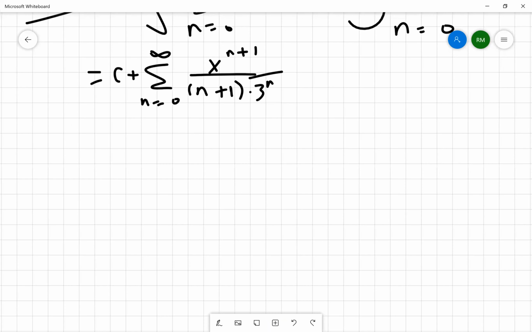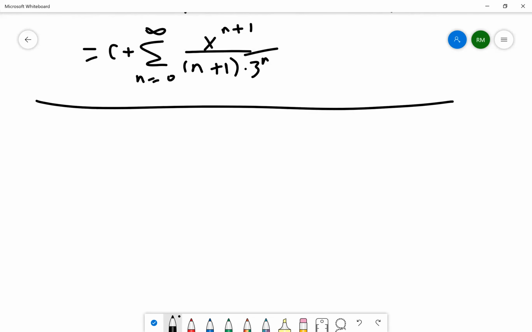So now we're going to examine what happens when I integrate and differentiate a series. And I'll do one of them and you'll do one of them as well.